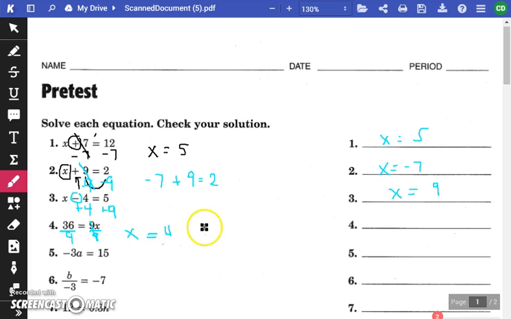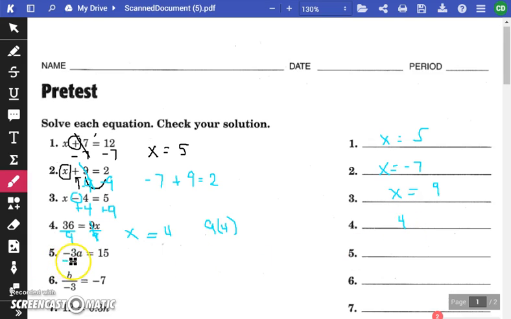And if you plug this back in, you know that 9 times 4 equals 36. So 9x is 36, x is equal to 4. So 4 is the answer.